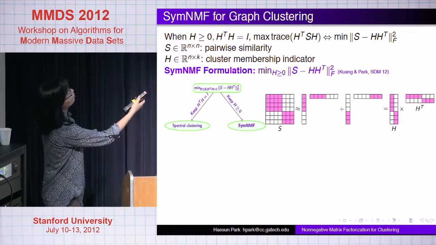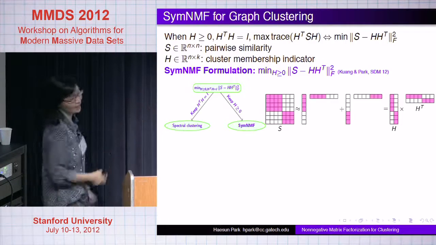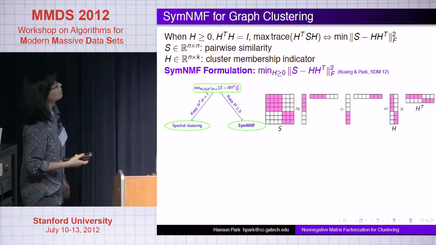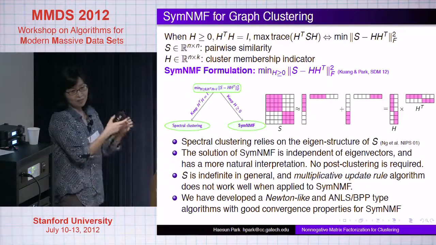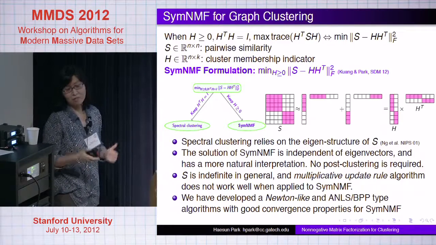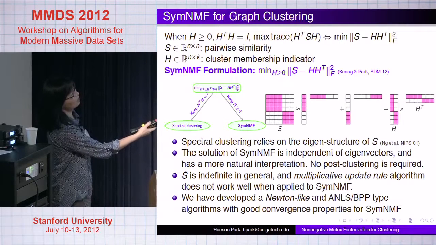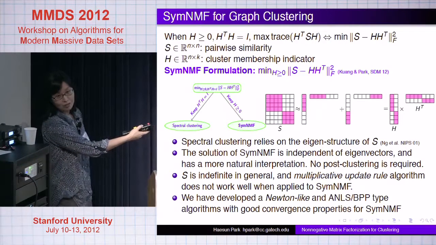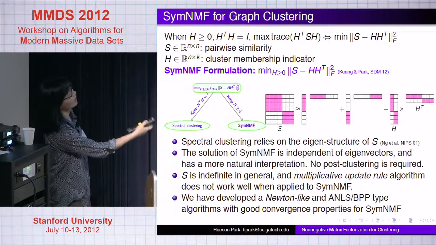So we find the leading eigenvectors, or eigenvectors corresponding to the smallest eigenvalues, and then do K-means clustering at the end. But now what we propose is, instead of that, we give up this orthogonality. We just keep non-negativity, and that's symmetric NMF. Spectral clustering relies on the eigenstructure of S, so depending on eigenvalue separation, it may or may not work well. But the solution of symmetric NMF is independent of eigenvectors. We don't compute eigenvectors. We just find this H, which is non-negative.